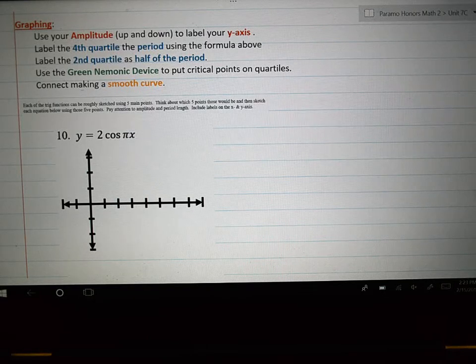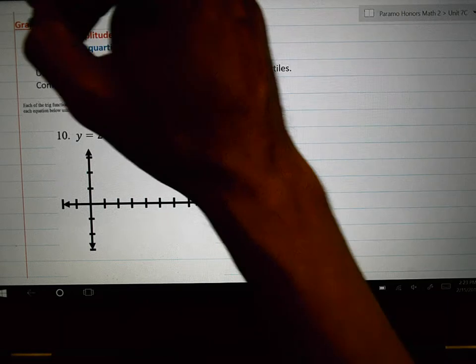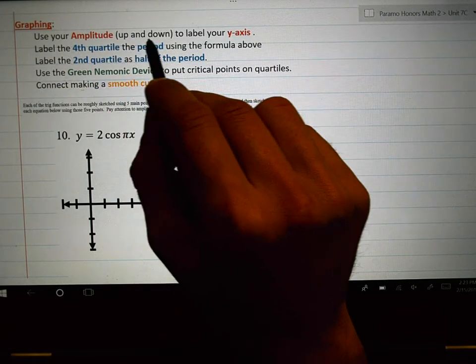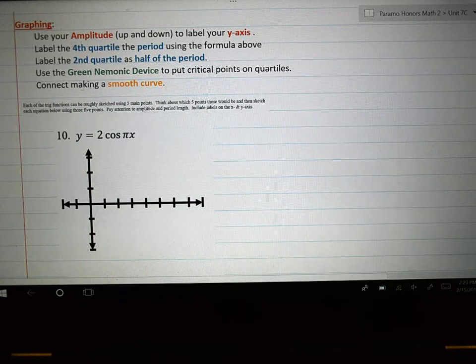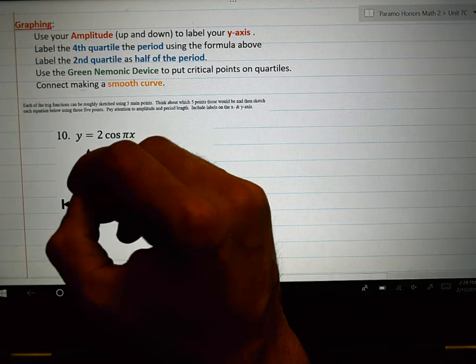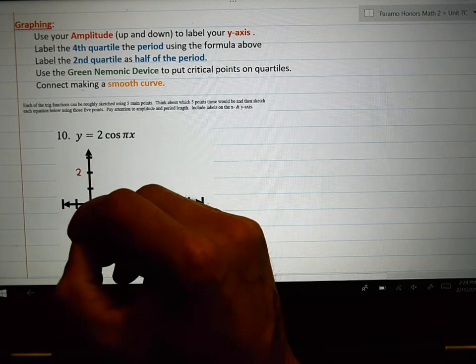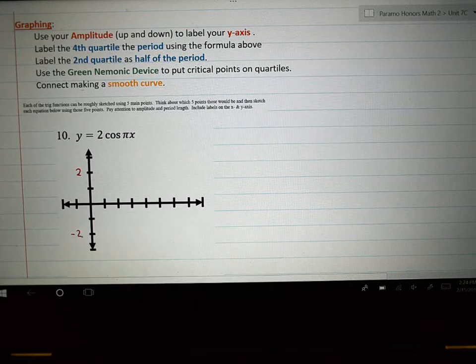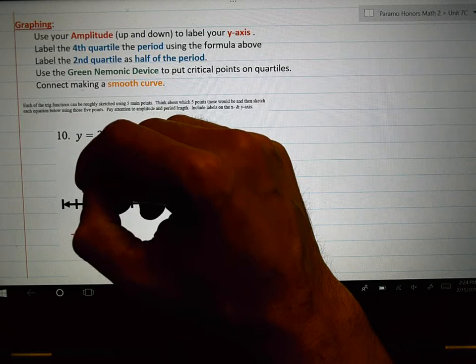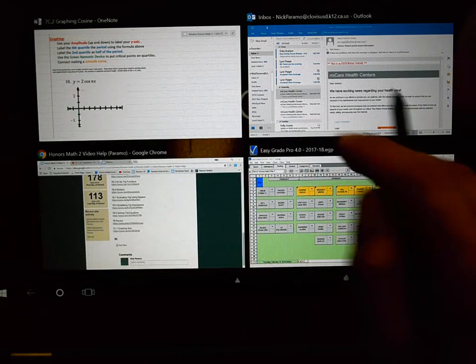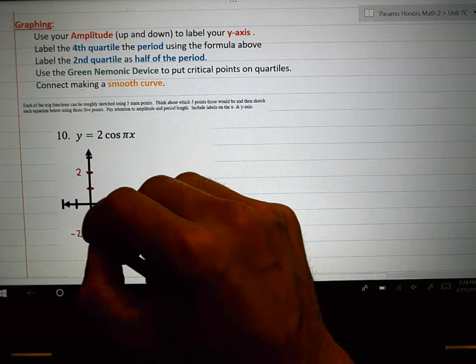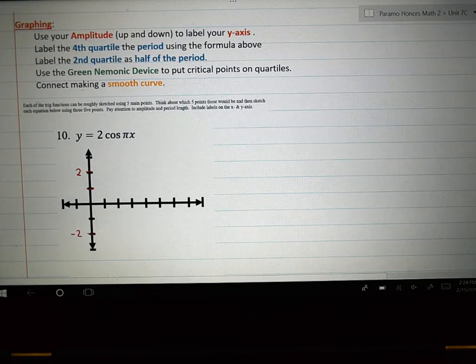Here's number 10. The first thing I would like you to do is use your amplitude, the up and down, and label your y-axis. Do you know what your amplitude is on number 10? 2. Perfect. I'm going to use 2 and negative 2. If you do not have marks on your graph, which I don't think that you do, you're going to label 1 mark, 2 marks up, 1 mark, 2 marks down, and you're going to put down 2 and negative 2 on your y-axis.